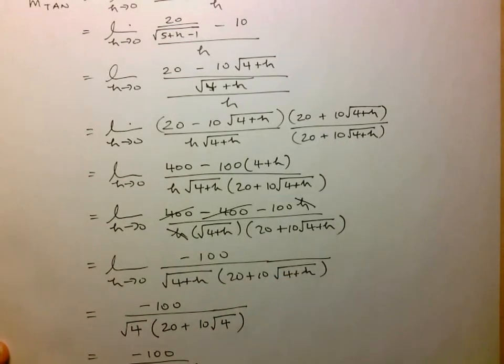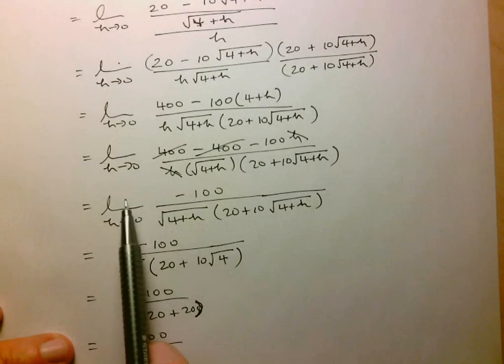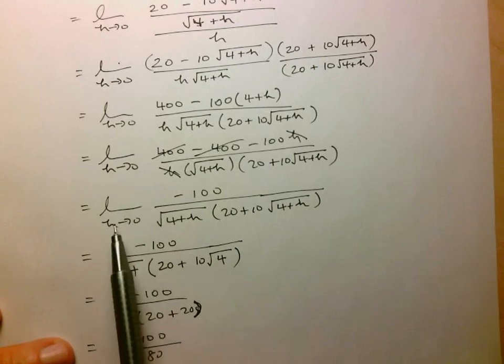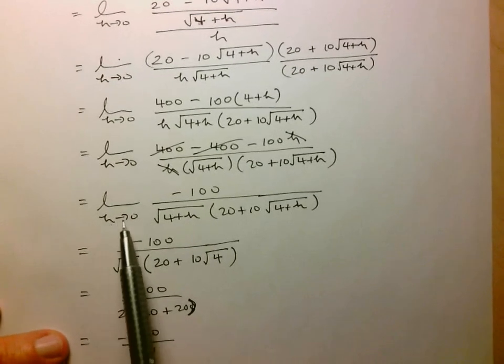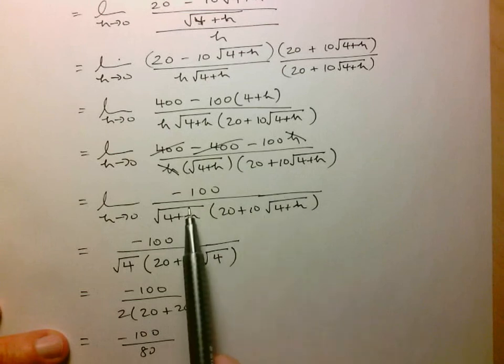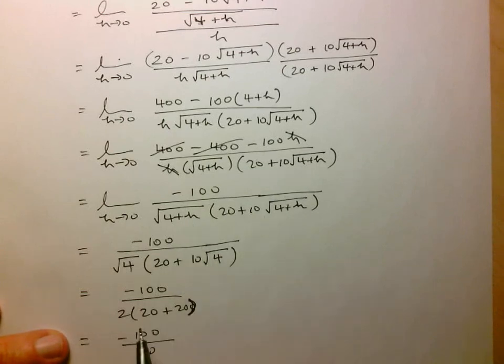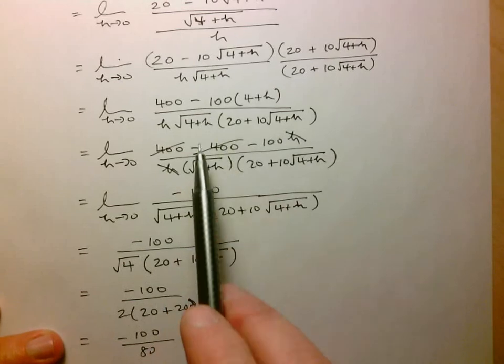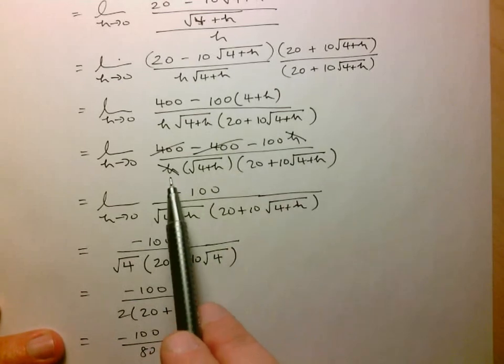Maybe the last thing I'll say is you can only remove this expression limit as h approaches 0 when you're actually determining what that expression is going to be equal to as h approaches 0. Up until this point, we weren't able to do that because of that h in the denominator.